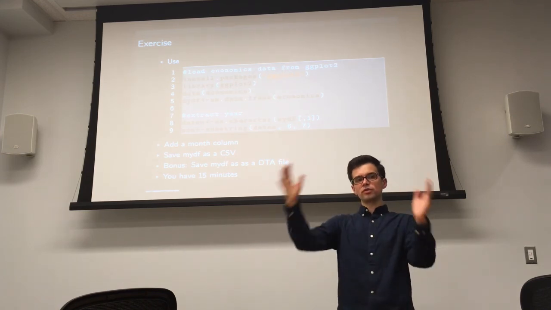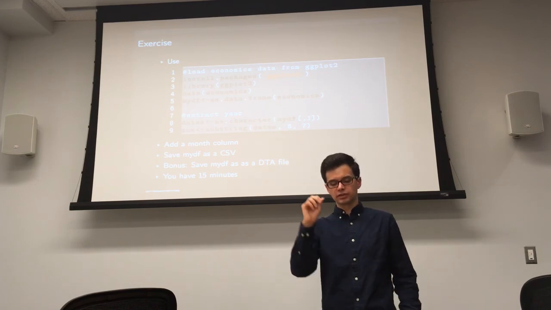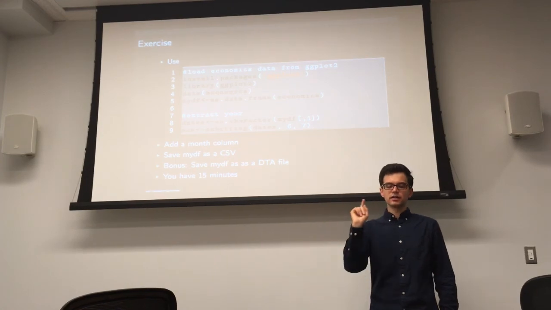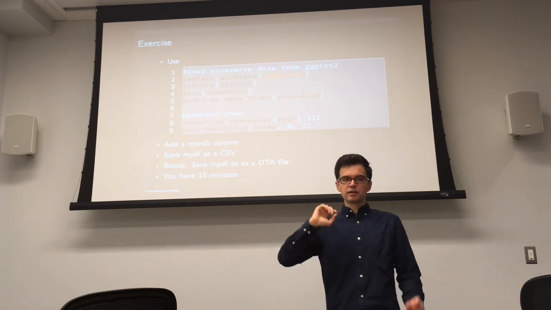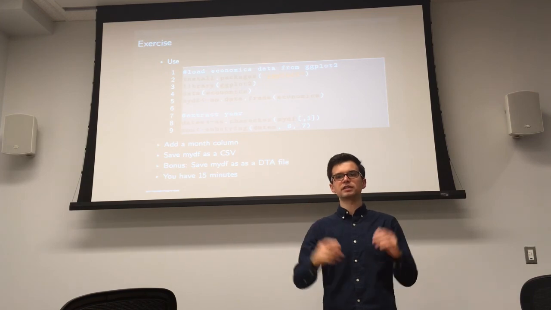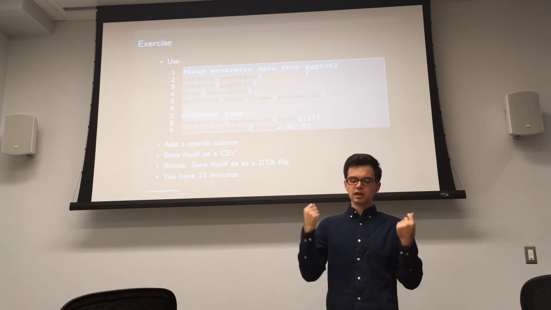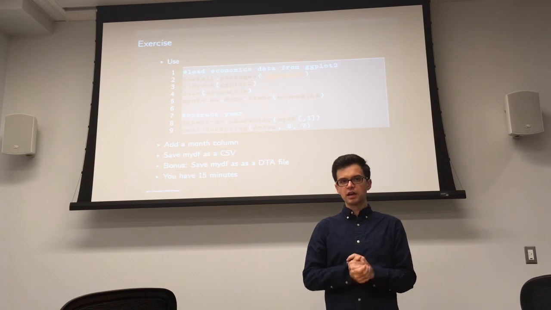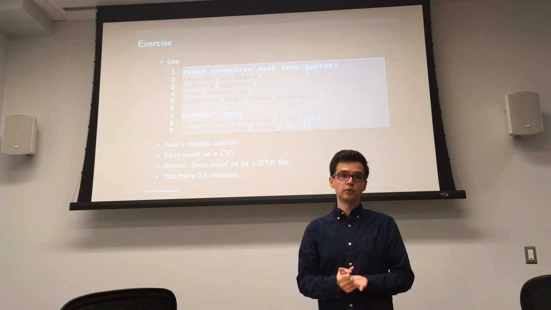Okay? So I'm giving you this information, use it to then add a month column to the data frame. Then I want you to save your data frame as a CSV and then try and reload it back into your session. So delete everything in your workspace and then reload it back in. And then if you have extra time, save it as a Stata file, which is a DTA file, and see if you can figure out how to do that.